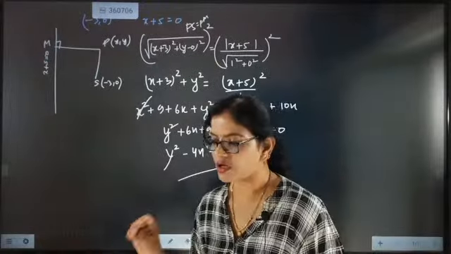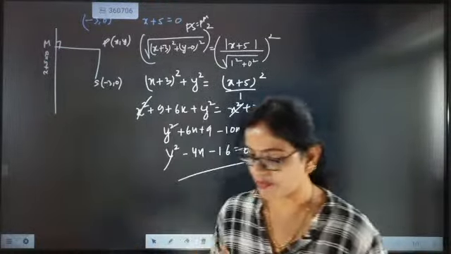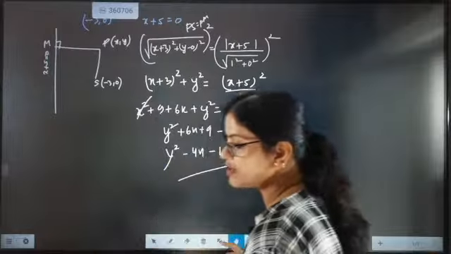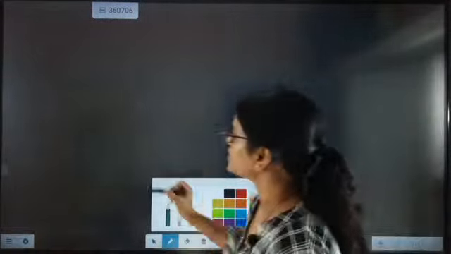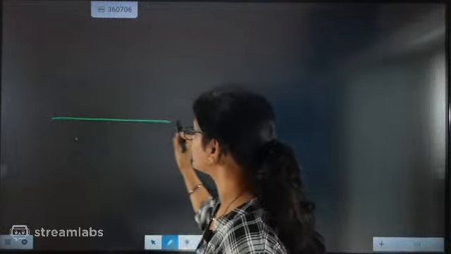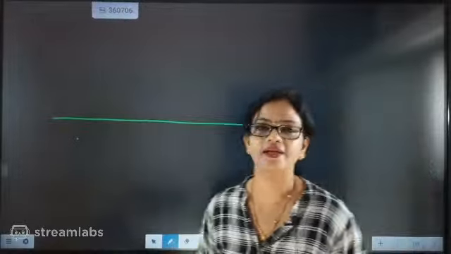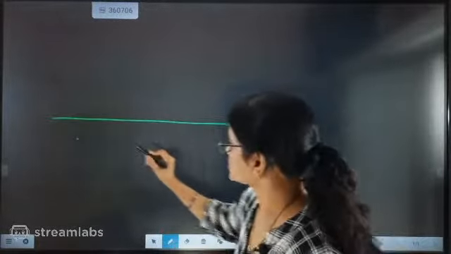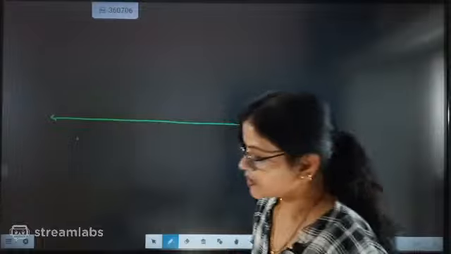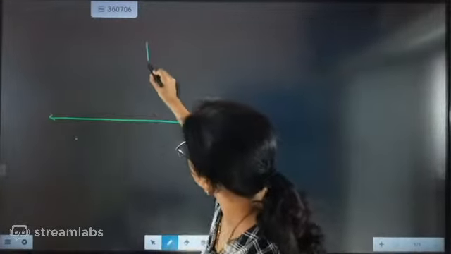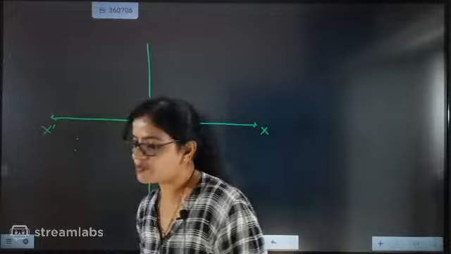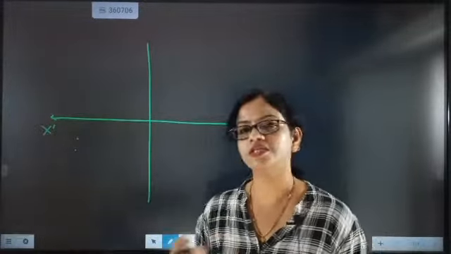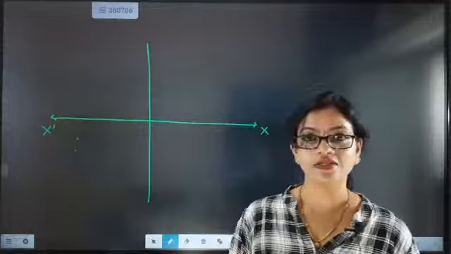Now I am going to start my work. So you understood how to get the equation of the parabola. Now we are going to understand parabola one by one, starting from the beginning. First I am going to draw the axis. So this will become the axis. Now after that I am going to draw the x-axis. This x-axis will also be called the axis of the parabola.